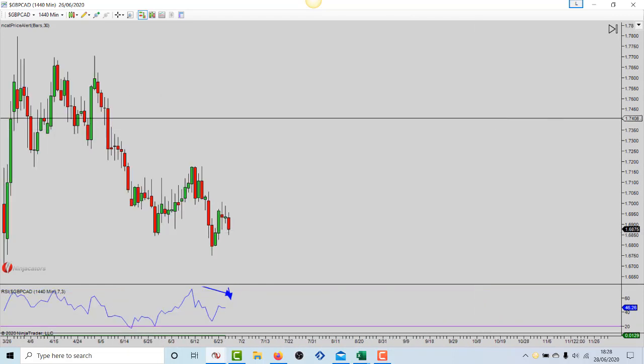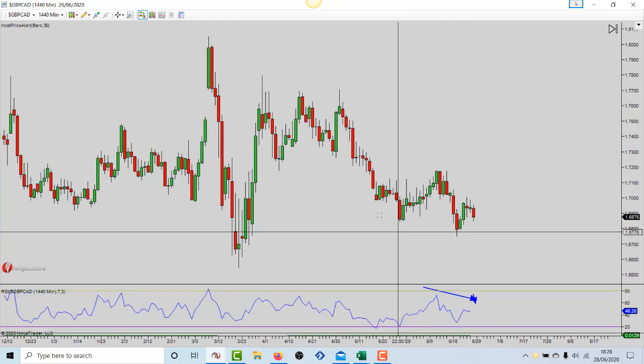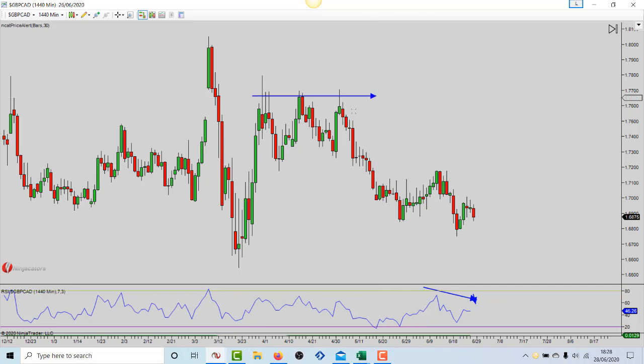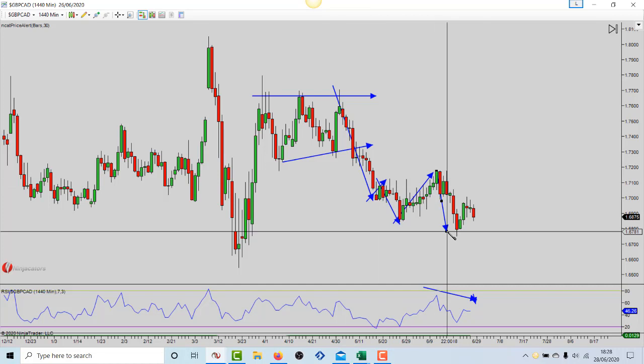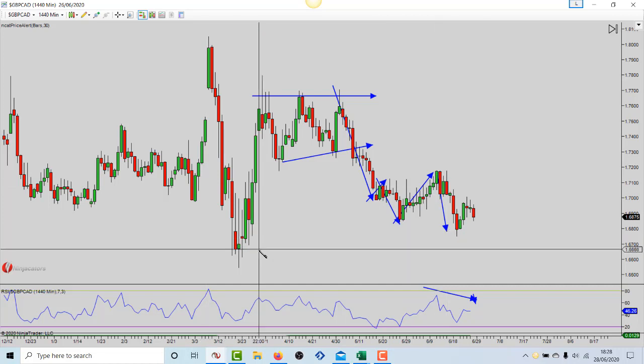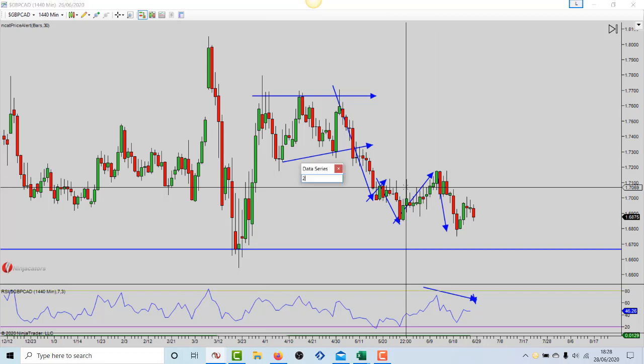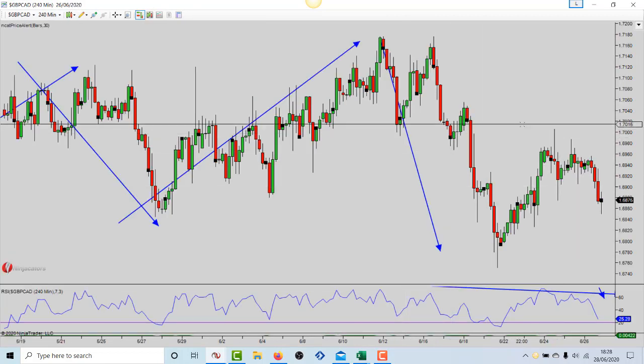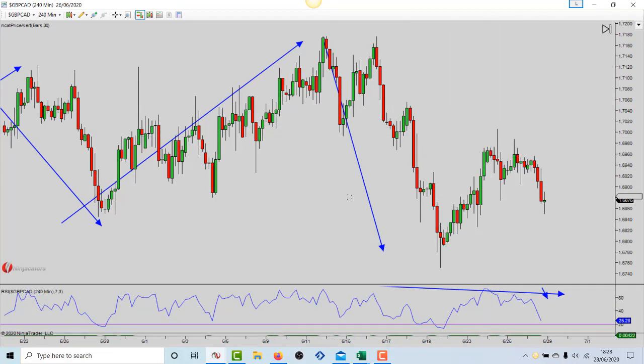Loving the pound CAD. Had a beauty of a winner on this last week. Beautiful break to the downside. Here, pull back, down, move higher, move lower. I am expecting price to come down to this level. There is no trend here though on the dailies, bear that in mind. We violated structure. 240. This is what I'm loving.